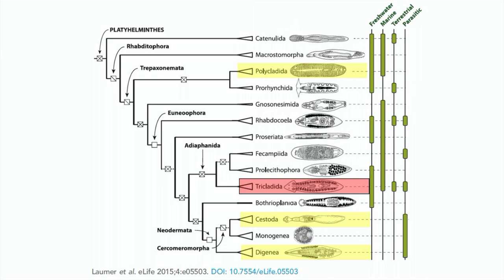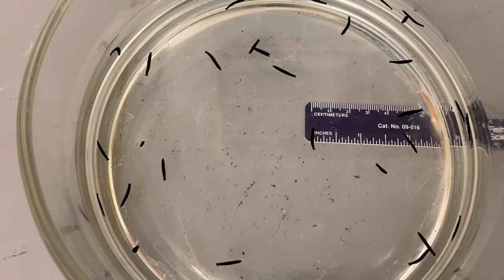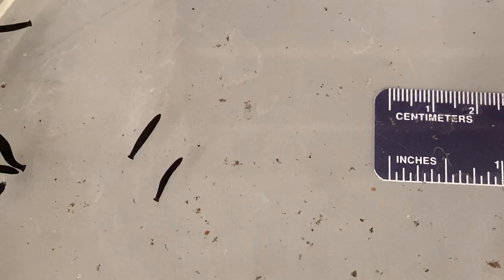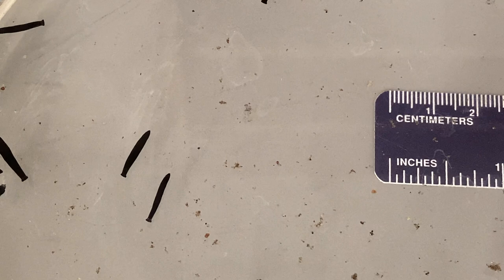So let's start with triclads. You've all seen these before in the form of planarians, which is a common name, not a scientific name. This is what most people think of when they think of a flatworm. Here's one very darkly pigmented species.